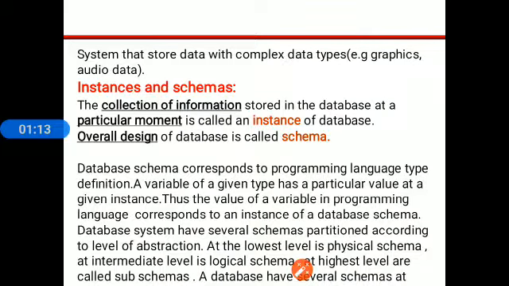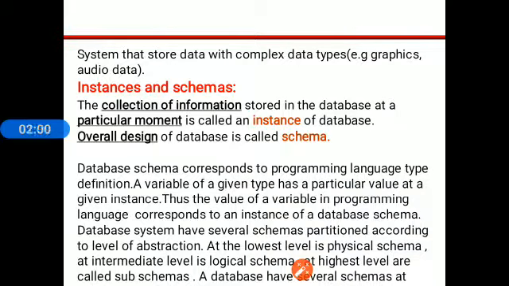And a variable of a given type has a particular value at a given instance, and this instance is in the variable of the program. In a programming language, variables contain different values at a particular time. For example, if you run the program the first time, you enter the value of the variable as 10. If you run it another time, the value of the variable is 20 and so on. So in this way, the value of the variable is changing as per the need. So the value of that particular variable is at a particular instance or moment.